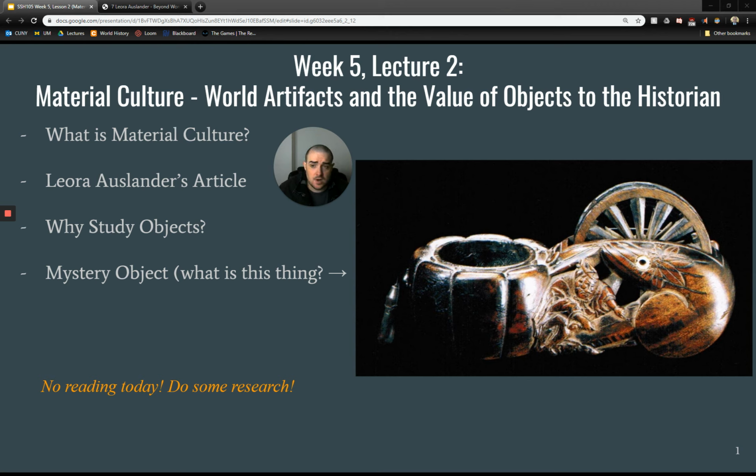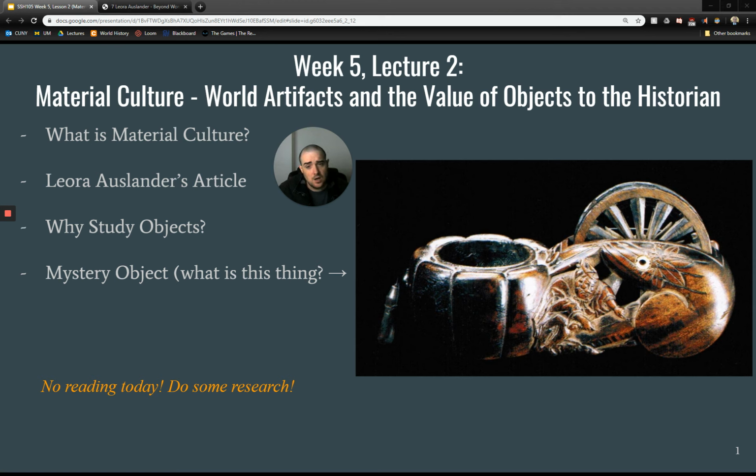We're going to start out by talking about what material culture is and what I mean when I say material culture. We're going to look at Leora Auslander's article to do that. That's an article that's now available to you online in our folder. And we're going to talk about why study objects instead of just text or something else. And I want to start out with this mystery object and what this thing is. So to begin with, what is material culture? I'm going to get started with that first.